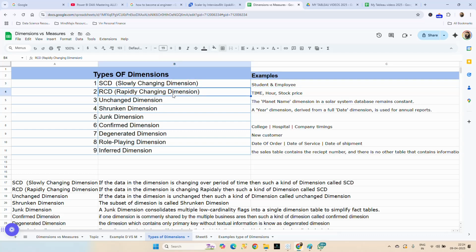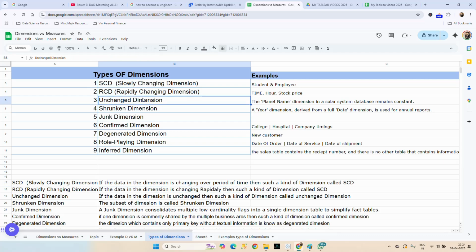Now coming to RCD, rapidly changing dimension. Similarly, if the data of the dimension is changing rapidly, such a dimension is called RCD. The data in this dimension changes time to time, hourly, even second to second. Let's say the time or our stock price, these change rapidly in the dimension table. So we can call it RCD, rapidly changing dimension.